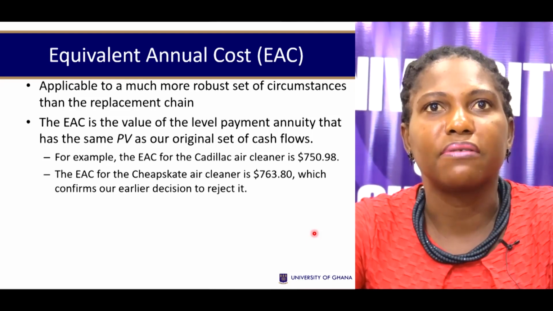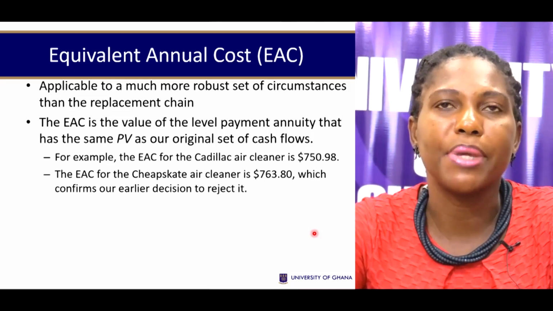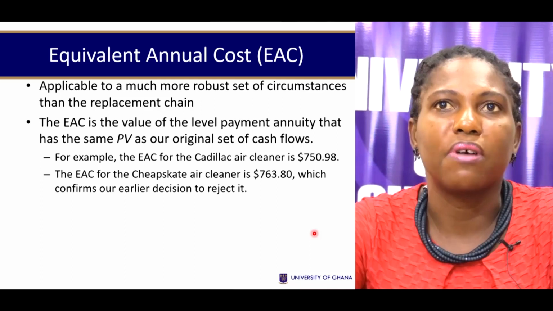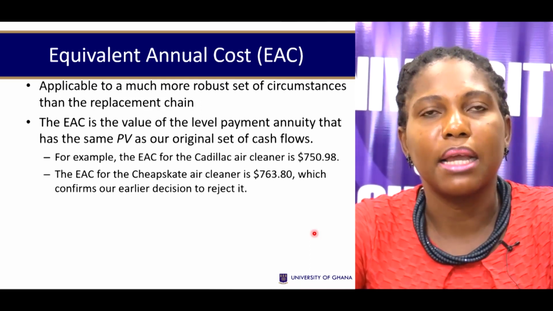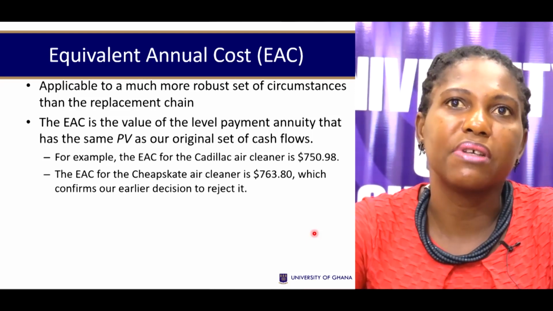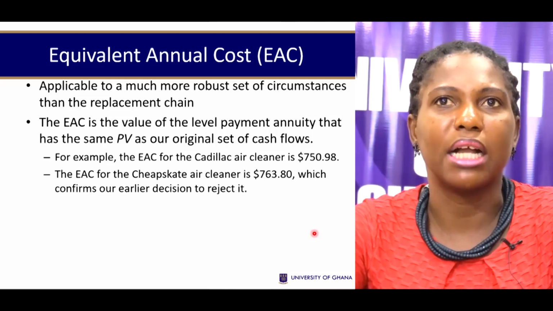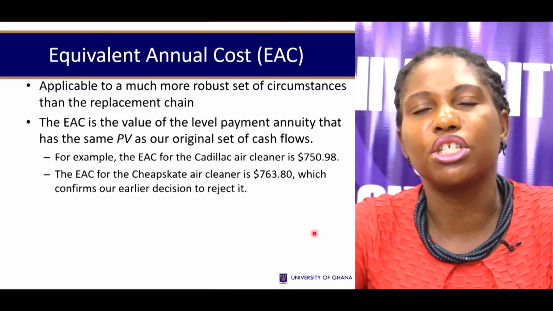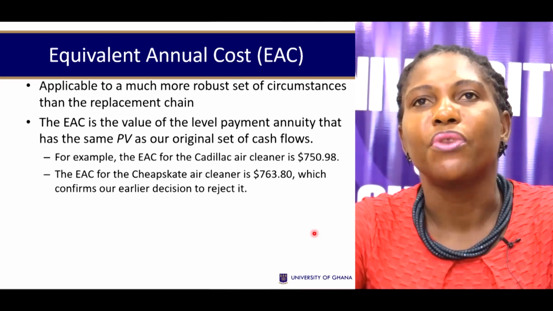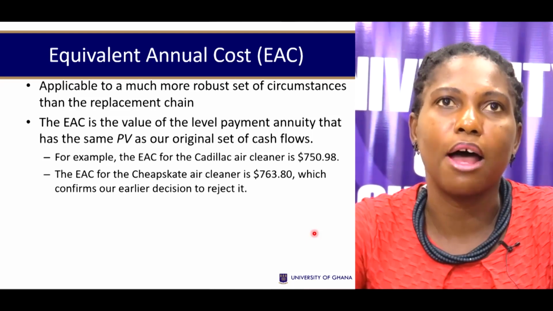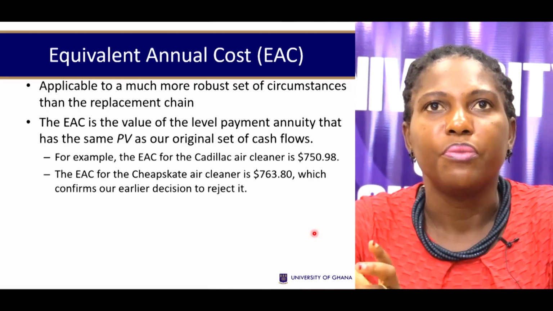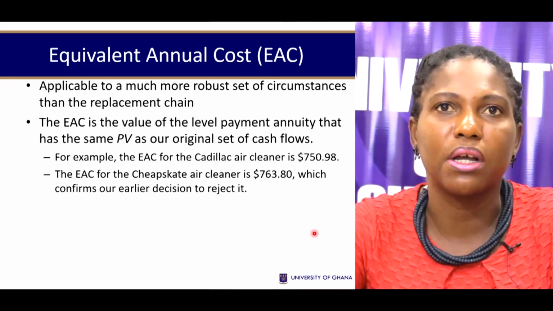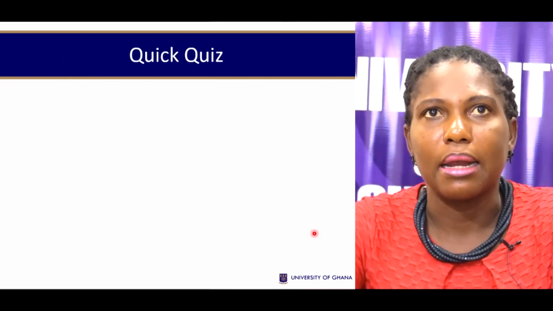Now it appears that after doing that, the Cadillac, which appeared to be the more expensive one, has an annual rental charge of approximately $750, whereas the cheapskate, which appeared to be cheaper, now has $763 as the annual rental charge. So the cheapskate, though cheaper, is actually more expensive when you equate the lives. That is how you can work out the differences to select between two projects that have unequal lives and also have differentials in investment and maintenance and others.